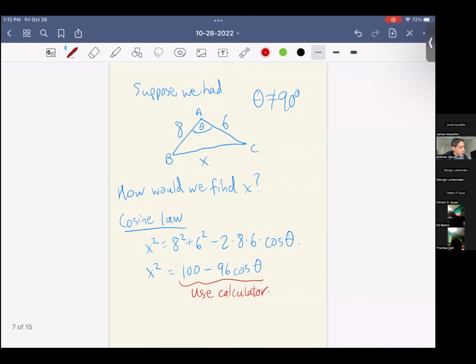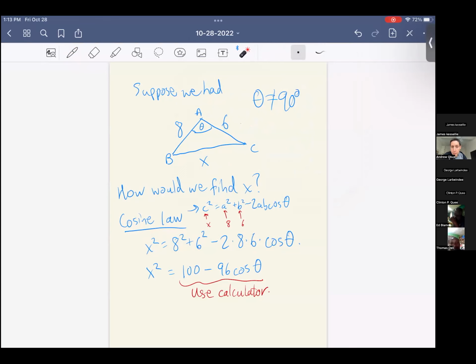Right. So this is the cosine law. The general cosine law is C squared equals A squared plus B squared minus 2AB cosine theta. And in our case, X is representing the C, 8 is representing the A, and 6 is representing the B. And so that's how we get this equation here with X squared equals 8 squared plus 6 squared minus 2 times 8 times 6 times cosine theta.